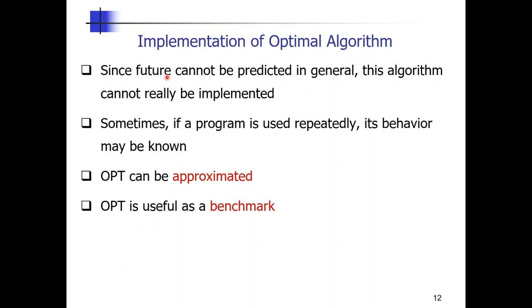This, of course, is based on a prediction. So this algorithm cannot be really implemented fully, but we can certainly look at the behavior of programs and sort of predict some aspects of programs. So it can be approximated. All right, so this is it in terms of the discussion on the optimal page replacement algorithm.